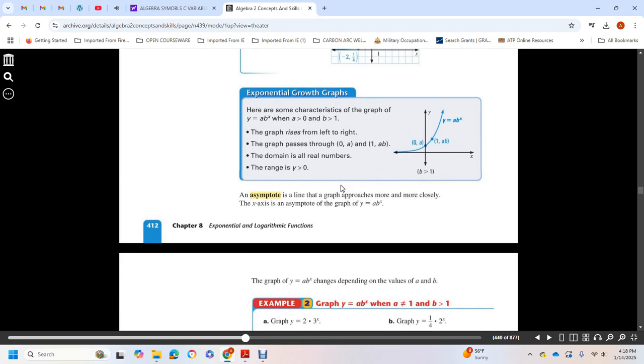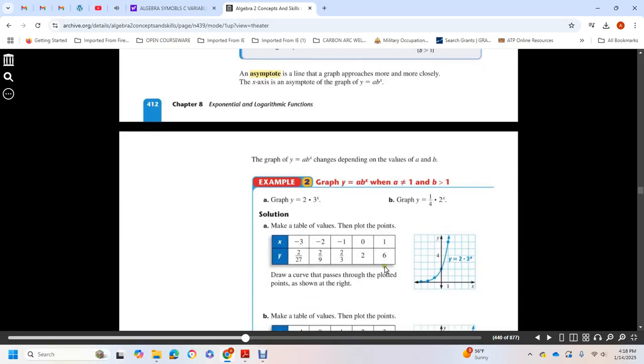An asymptote is a line that a graph approaches more and more closely, here the x-axis. The asymptote of a graph like y equals a times b to the x. The graph of y equals a times b to the x changes depending on the values of a and b.